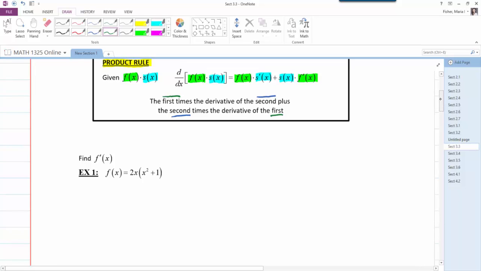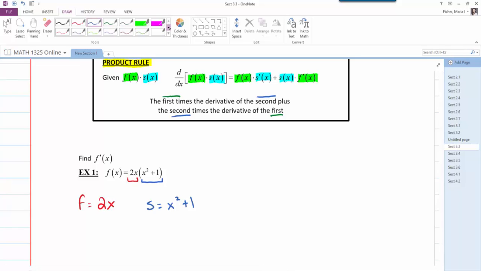So I have f of x is equal to 2x times x squared plus 1. And I want to use the product rule to do this. So what I'm going to do first is I'm going to label my first function and my second function. So I'm going to say that 2x is my first function and that x squared plus 1 is my second function. And then I'm going to take the derivative of each one.